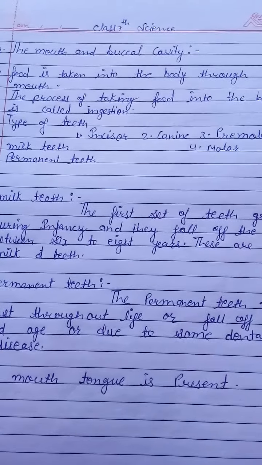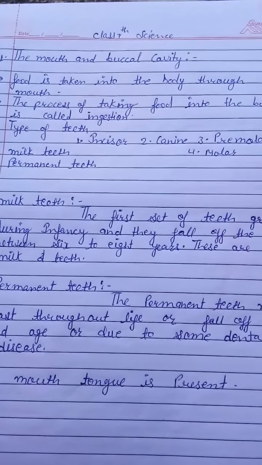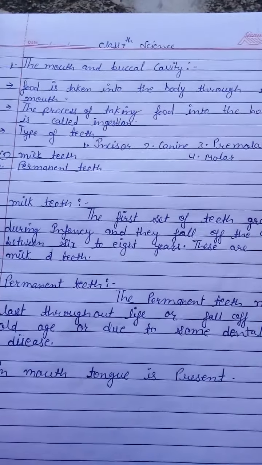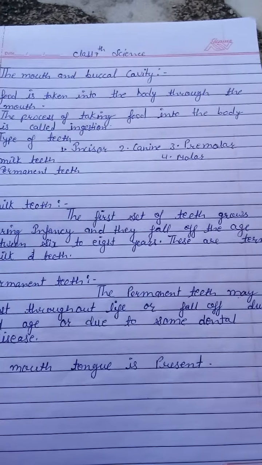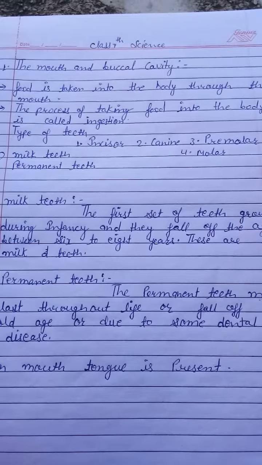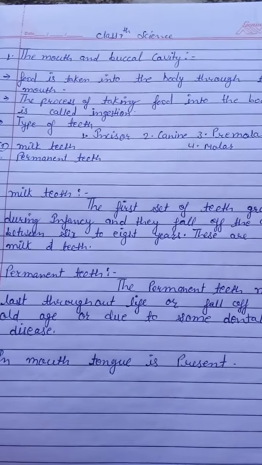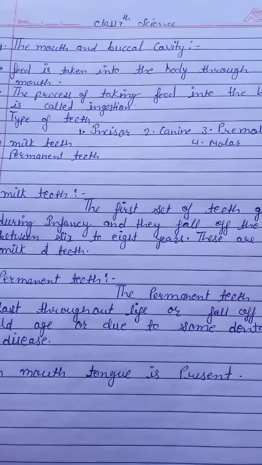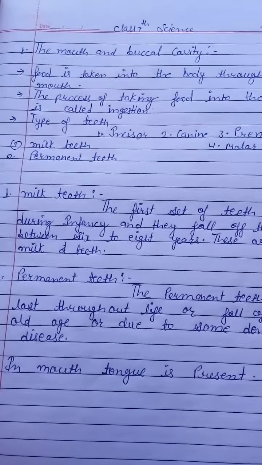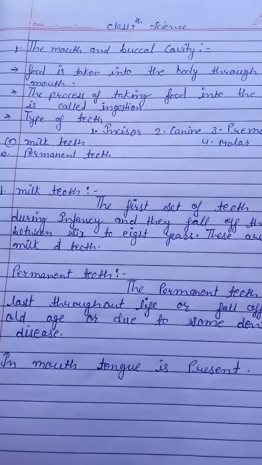Second, the permanent teeth. Permanent teeth may last throughout life or fall off during old age or due to some dental disease. These are the two types of teeth, milk teeth and permanent teeth.